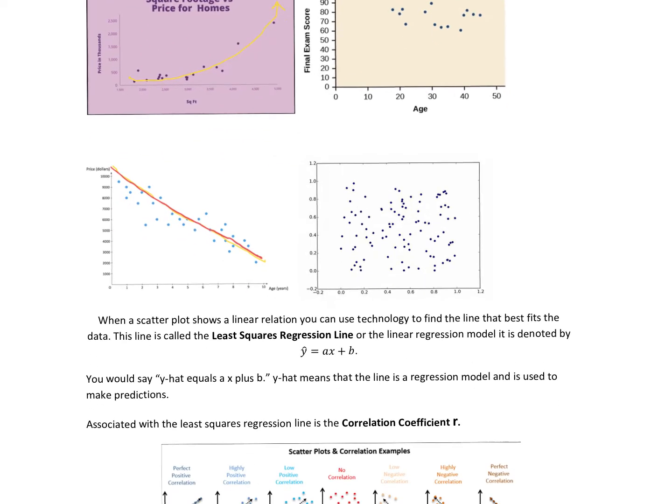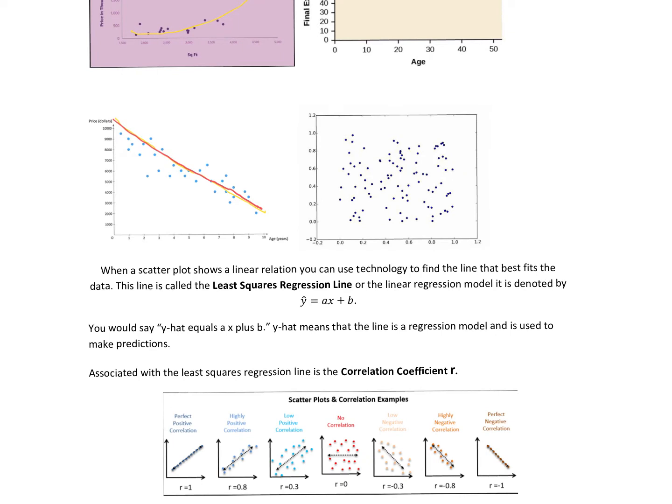When a scatter plot shows a linear relation, you can use technology and find the line of best fit. That's called the least squares regression line, and it's modeled by y equals mx plus b, but we use y hat equals ax plus b. Y hat means that the line is a regression model and is used to make predictions.